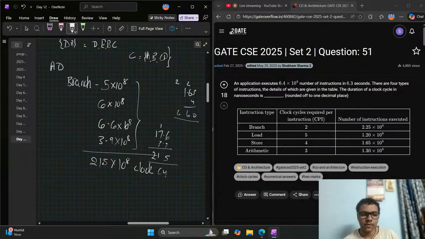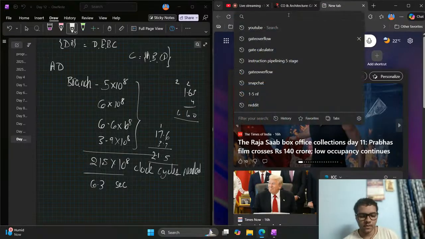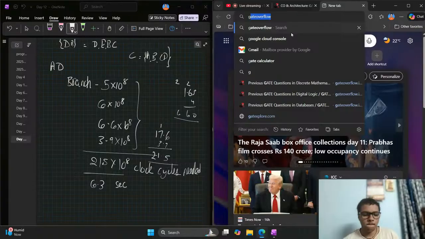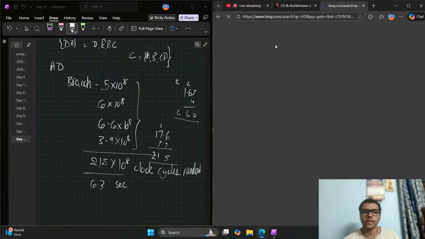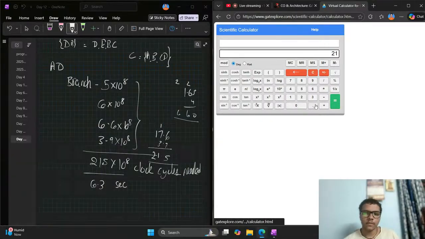clock cycles needed, and it can be done in 6.3 seconds. So just do this 21.5 by 6.3. Let's open our calculator. Alright, we open our calculator, and 21.5 by 6.3, so 3.41.